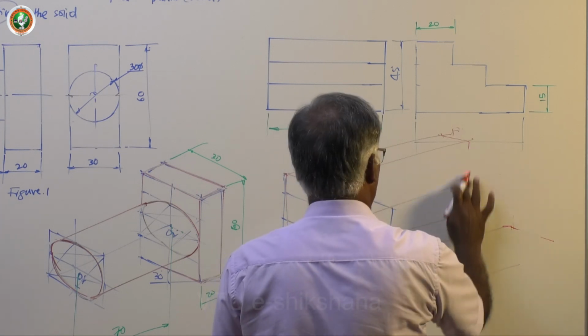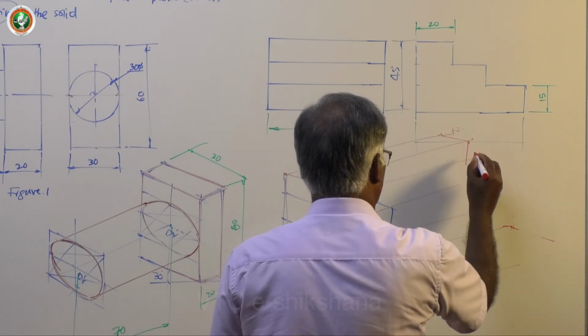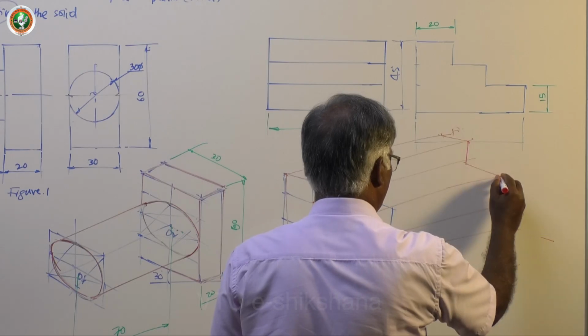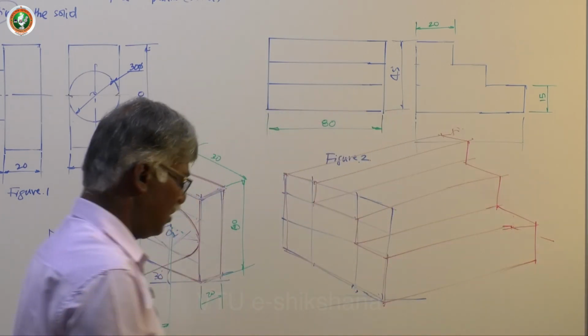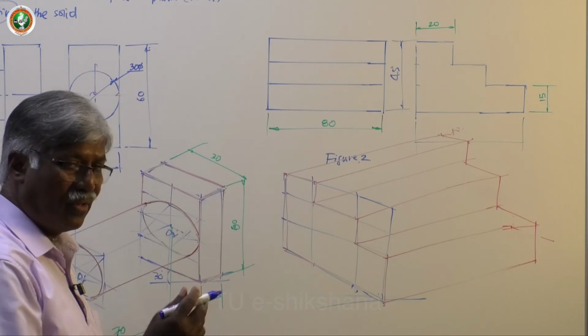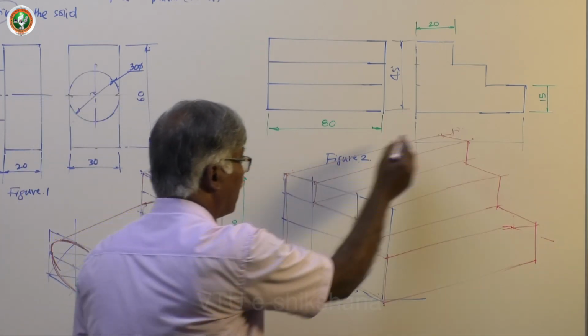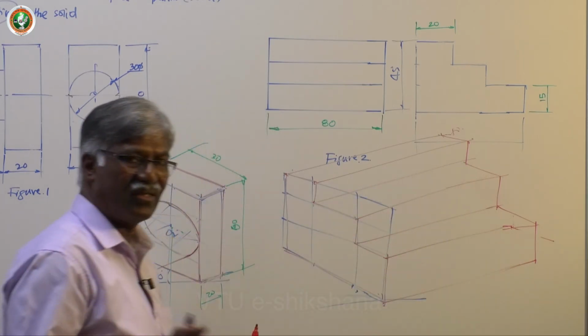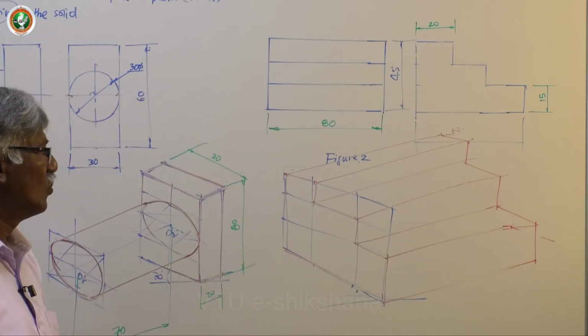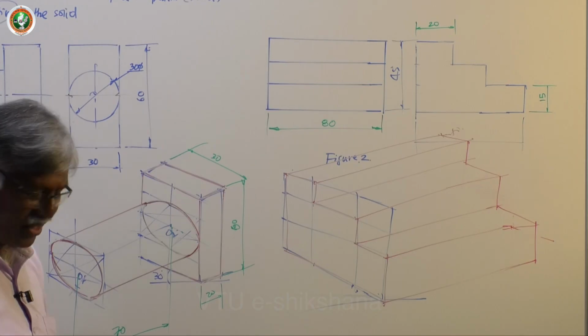Yeah, I missed one line. Assume that 80 I have taken. Yeah, that's all. The best thing is you draw an 80 mm line, copy this and mark, then join the respective corners. That's enough. Okay, so that is how you can carry on this.